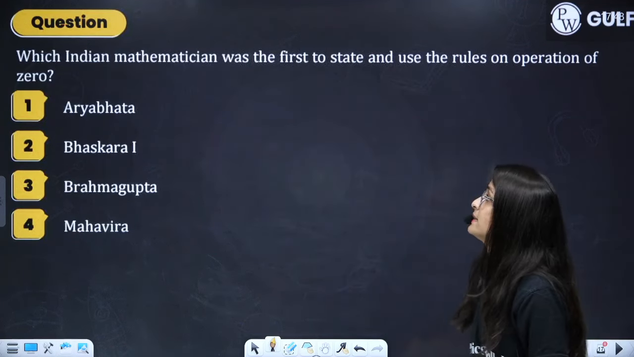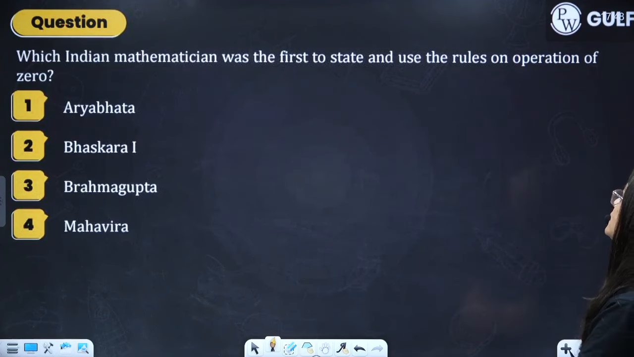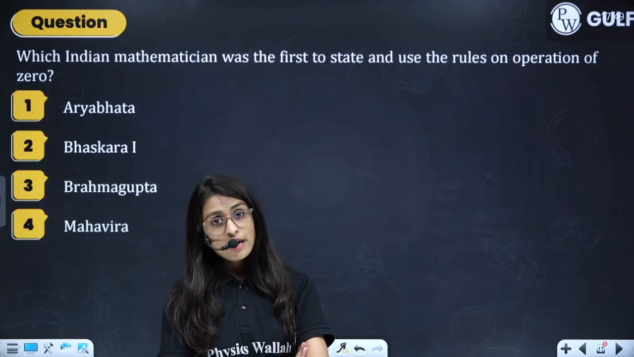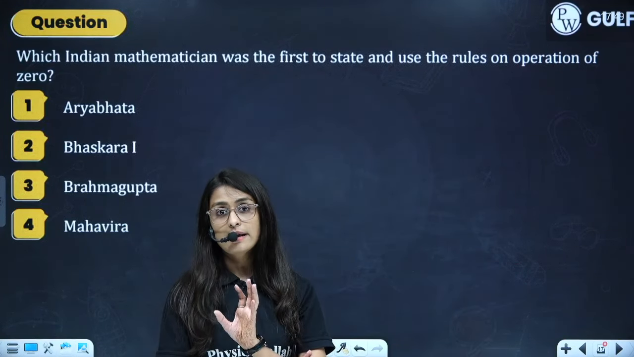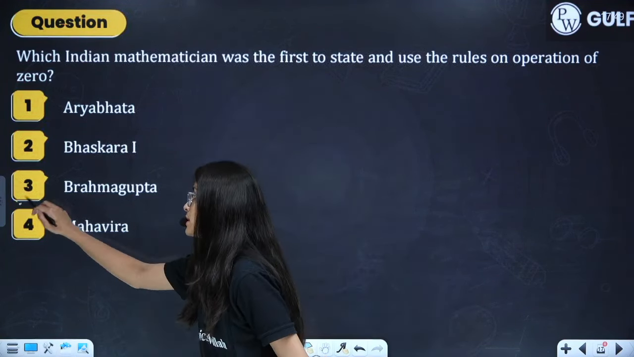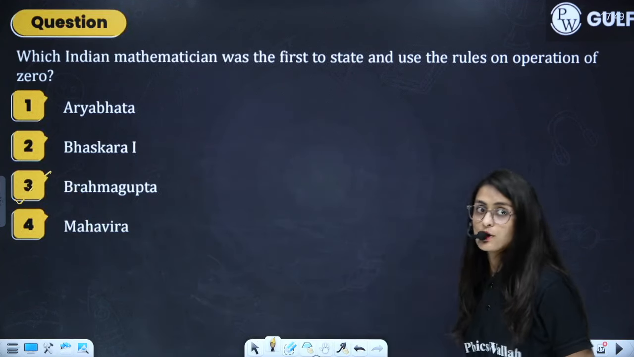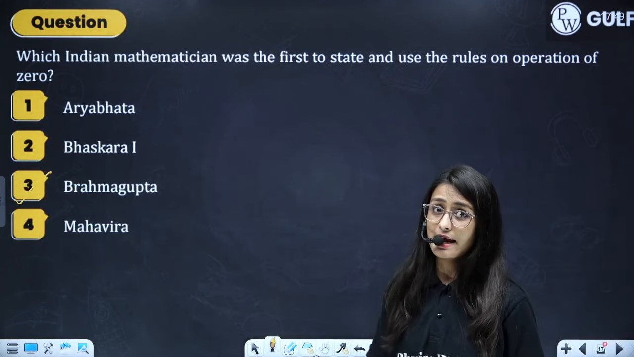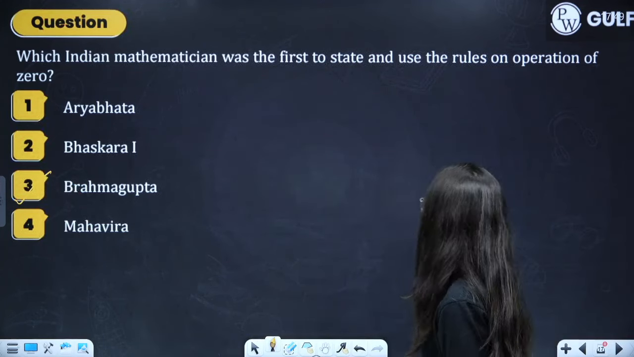Which Indian mathematician was the first to state and use the rules of operation on zero? Yes, we know that zero was invented by Aryabhata, but to use it first, it was Brahmagupta. So it's option C and not A. So do not get confused between A and C this time. Okay.